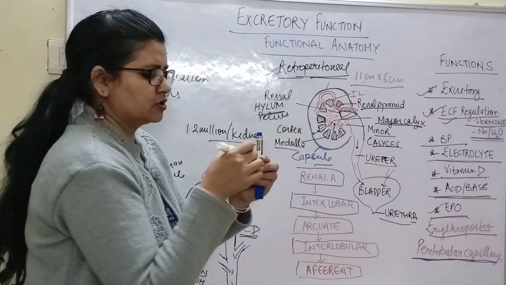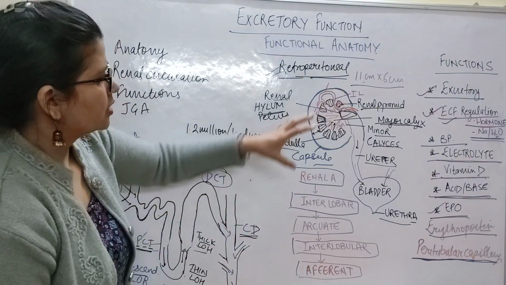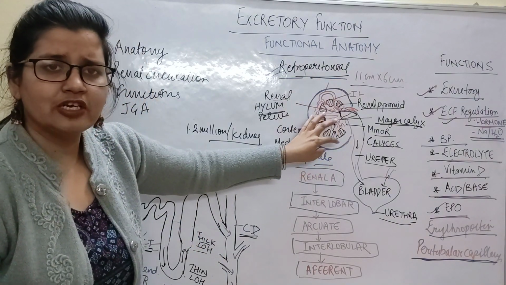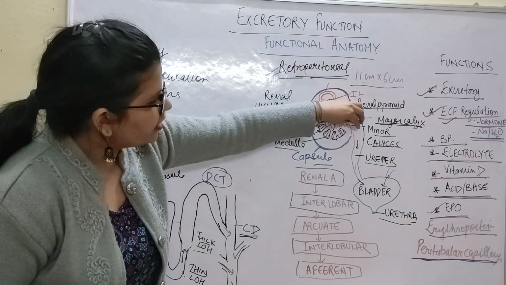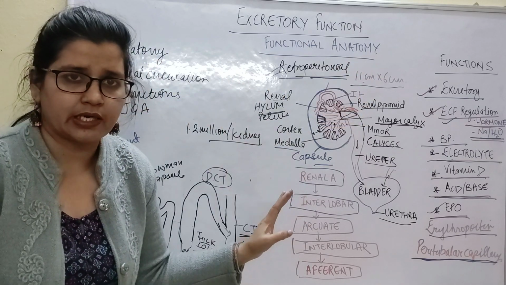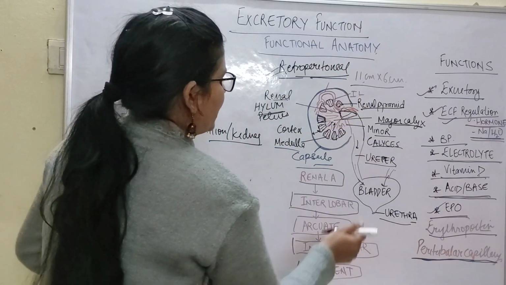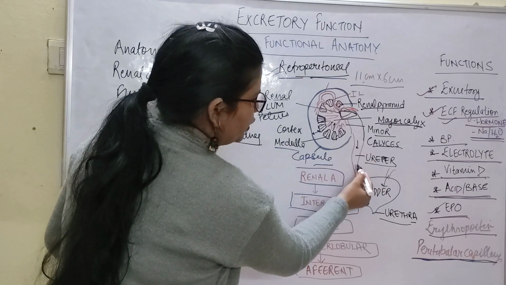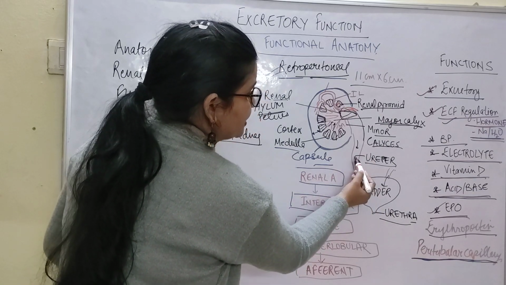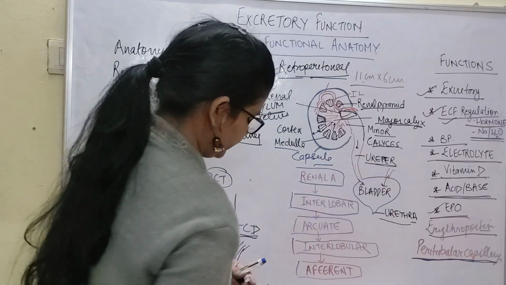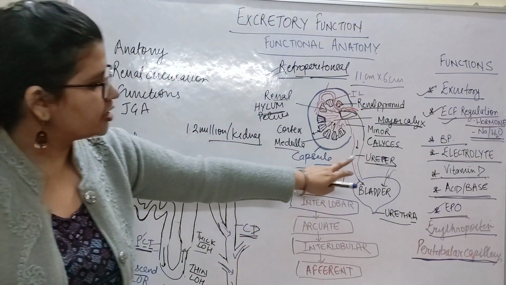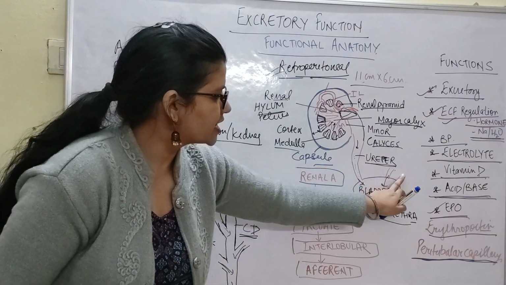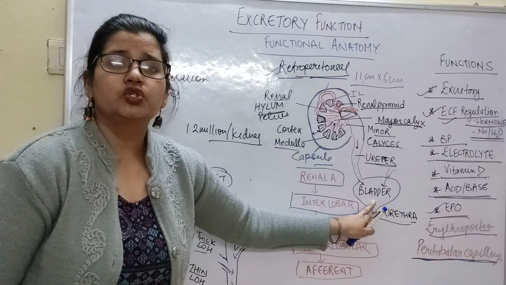This is called the pelvis. So ultimately the urine will be formed here and poured into the renal pelvis, right? Now from the renal pelvis, this urine is poured via one tube into the bladder, and this tubing is called the ureter. Via the ureter, the urine from both sides is collected into the bladder.